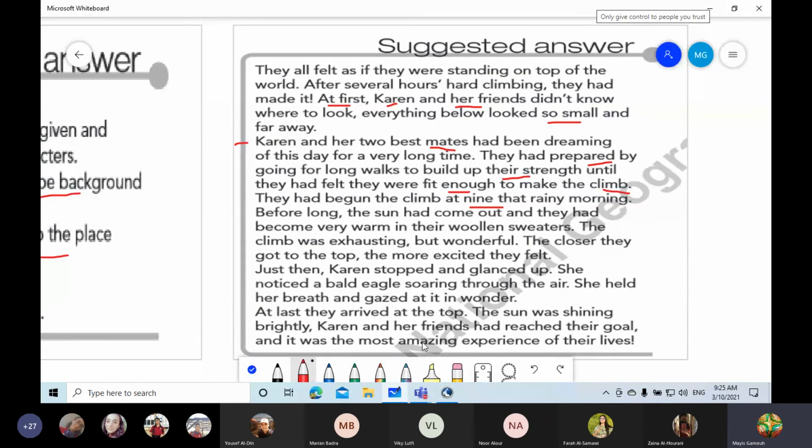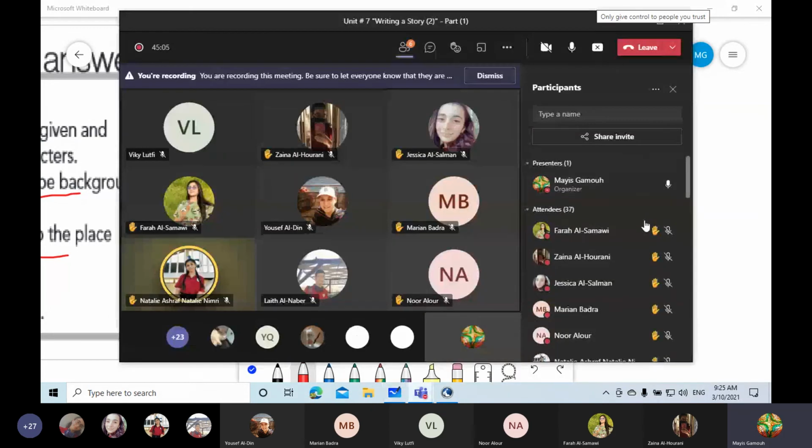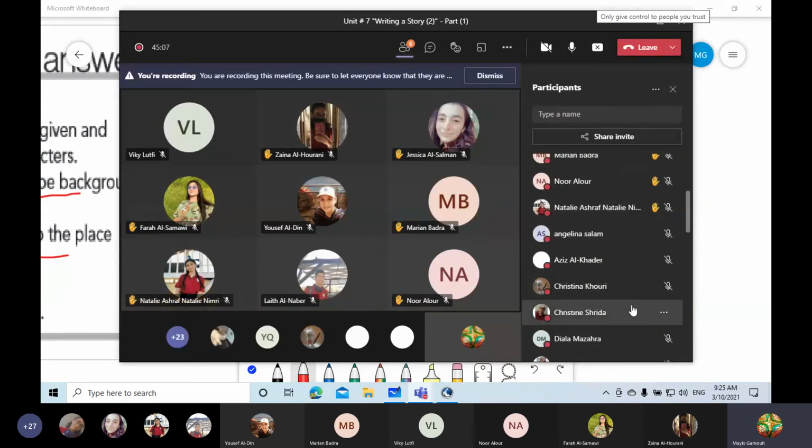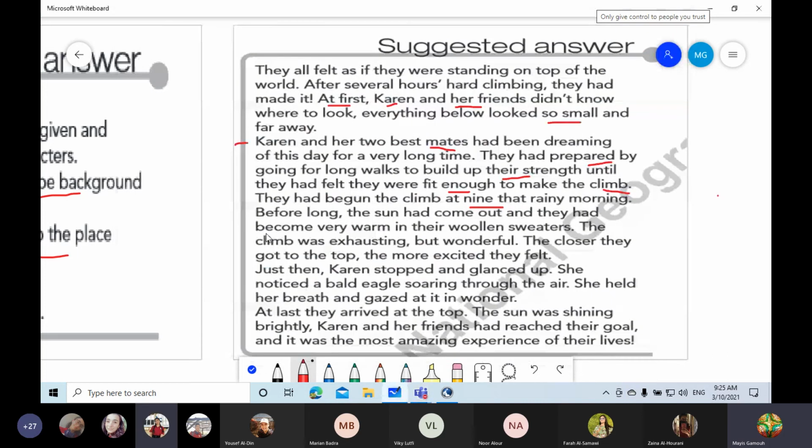Thank you. Before long, let me see hands who would like to read. Let me see new hands. Yalla, Natalie. Before long, the sun had come out and they had become very warm in their woolen sweaters. The climb was exhausting but wonderful. The closer they got to the top, the more excited they felt.